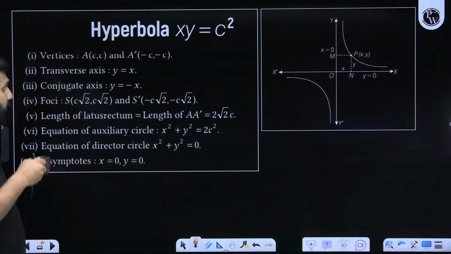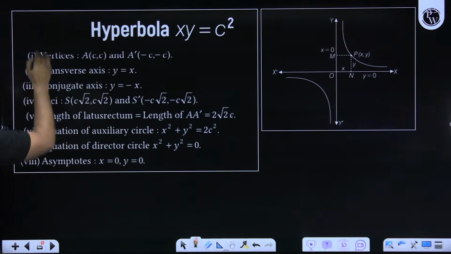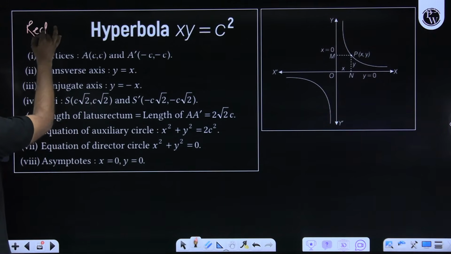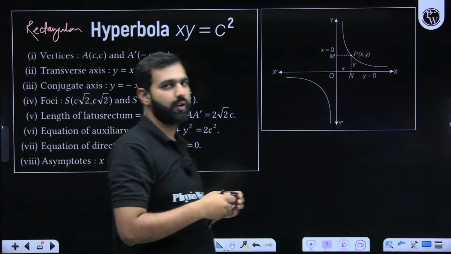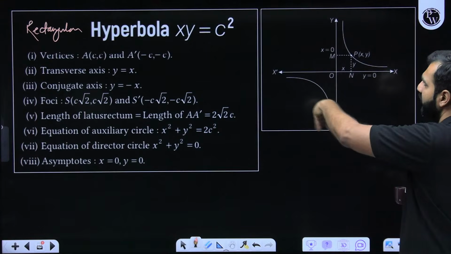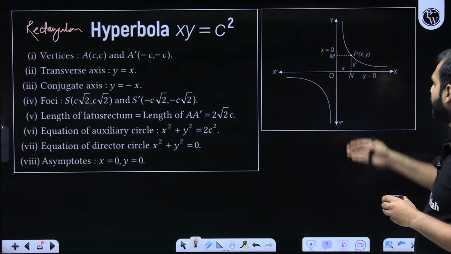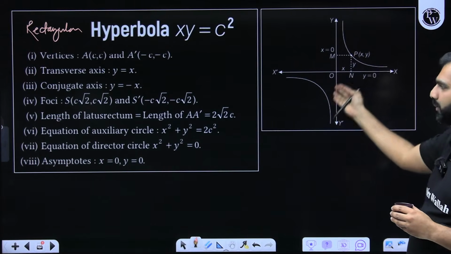From here, when I move ahead, I talk about the rectangular hyperbola. Now, when you talk about rectangular hyperbola, one of the standard rectangular hyperbolas is xy equals c square. Its graph is drawn like this in the first quadrant and in the third quadrant. With the origin, it is symmetrical.